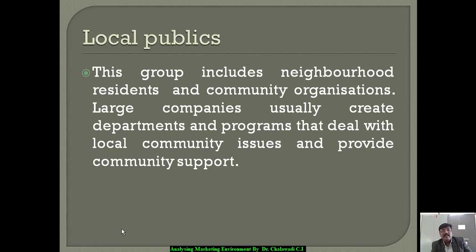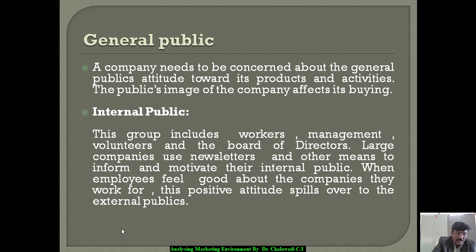In the case of large companies, they usually create departments and programs that deal with local issues, the issues of the local community, and they will support the development of the local community. So this is one of the points. And next, there are the general public as well as the internal public. What is the general public? A company needs to be concerned about the general public's attitude towards the product. What is the opinion of the general public about my goods and my activities? The image of the product depends upon the public's image of the company. It will affect buying.